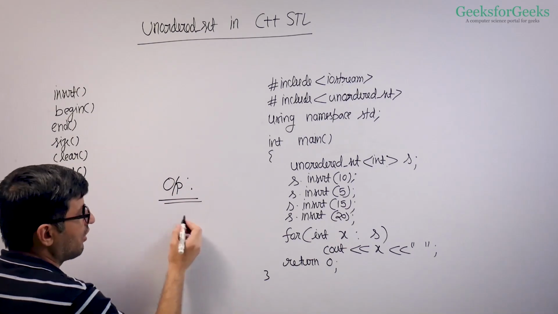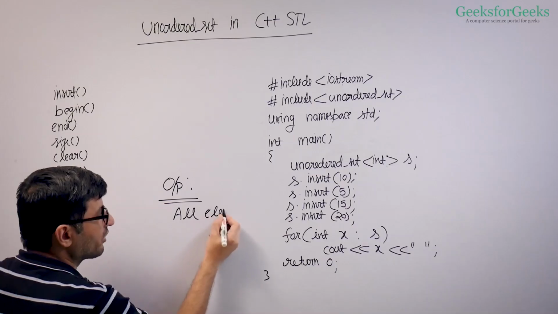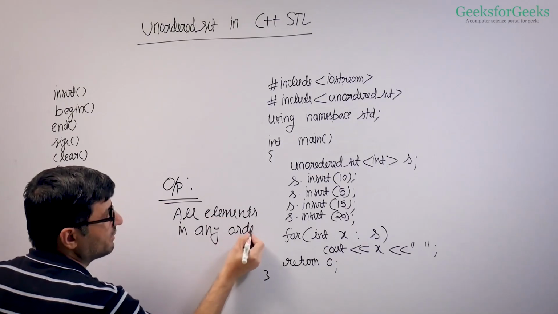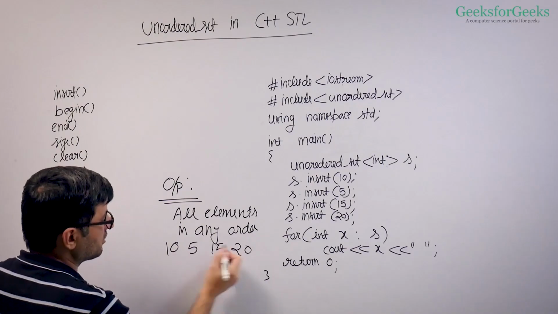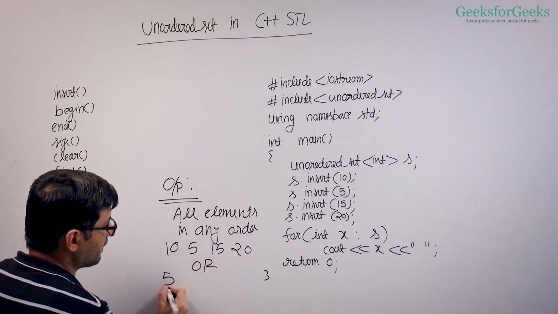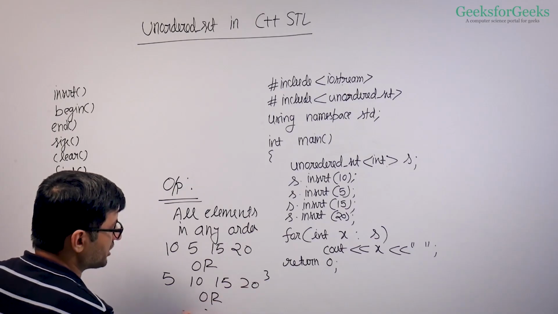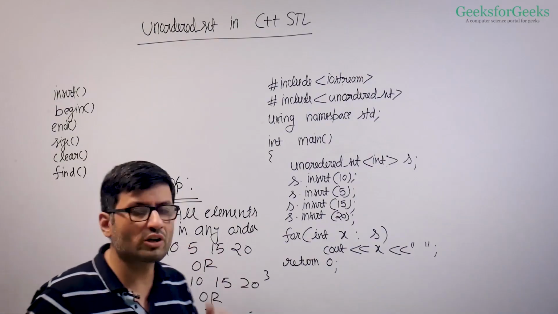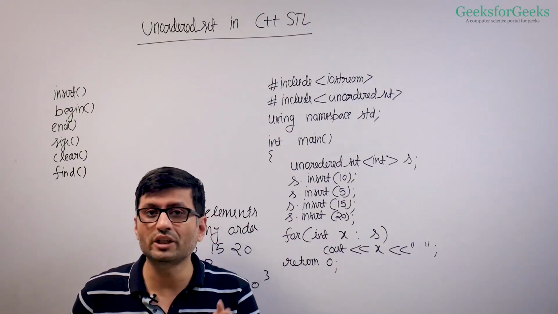It can basically be all elements in any order. All elements, I mean 10, 5, 15 and 20. So this may be this, or 5, 10, 20, 15, or maybe any other permutation of these numbers. So unordered set does not maintain any order of the elements.